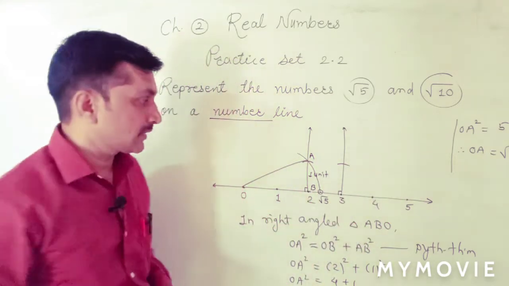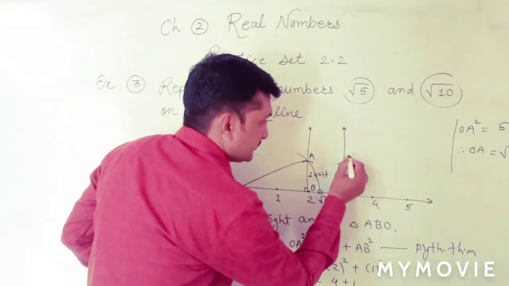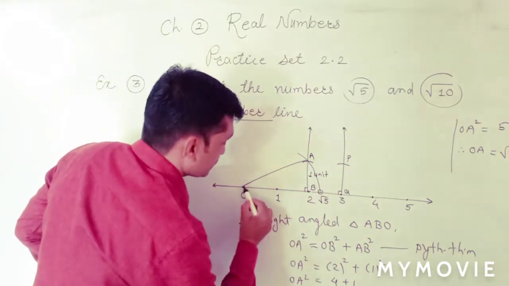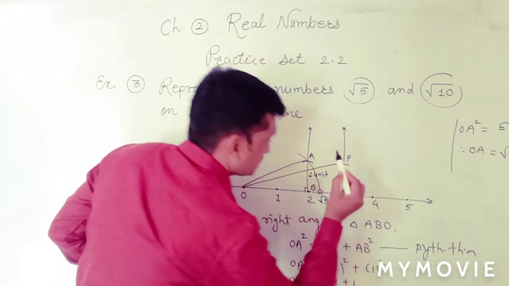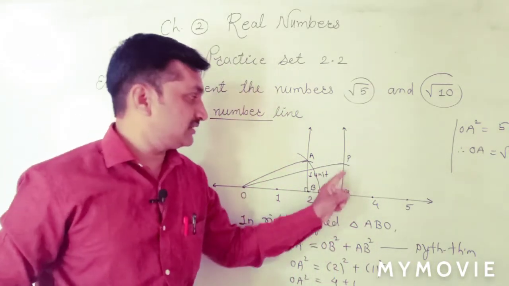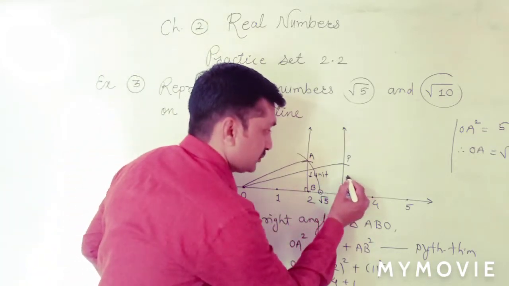I give other names here, P and Q. Now again, I join this hypotenuse OP. Again, OQP is a right angle triangle. This is again 1 unit here.